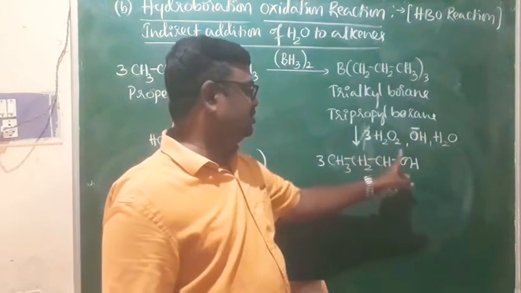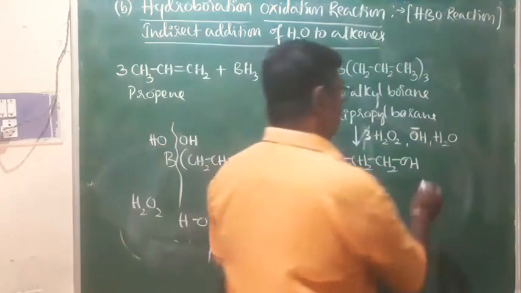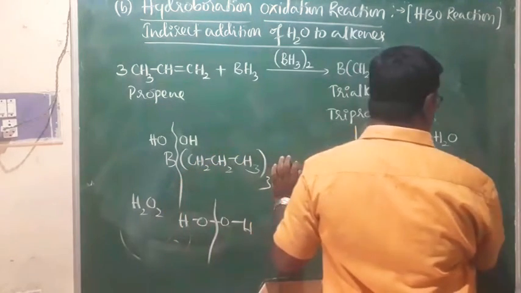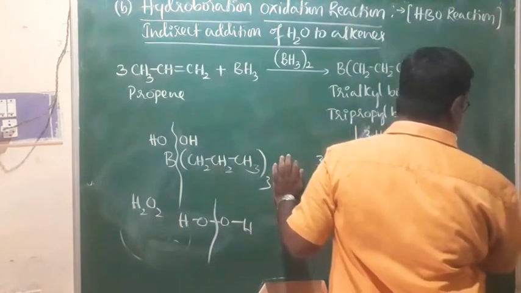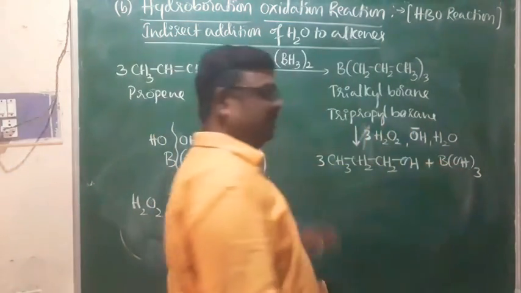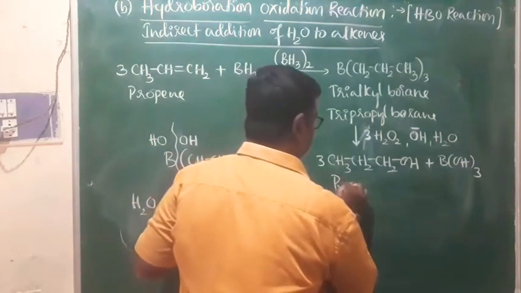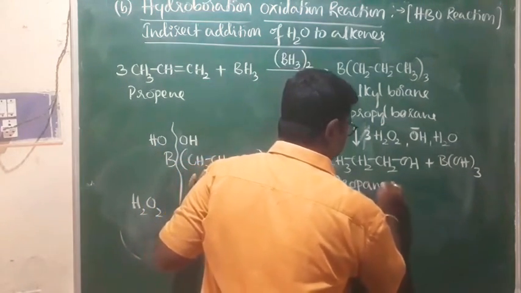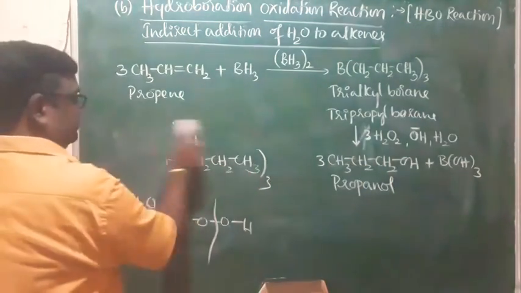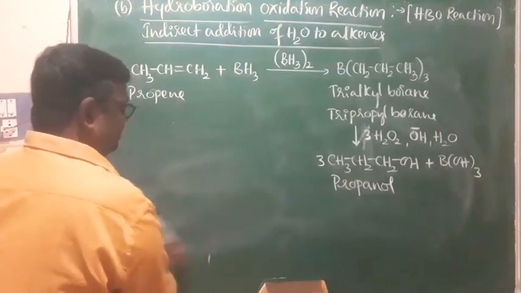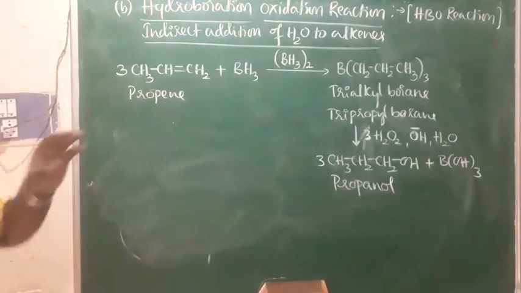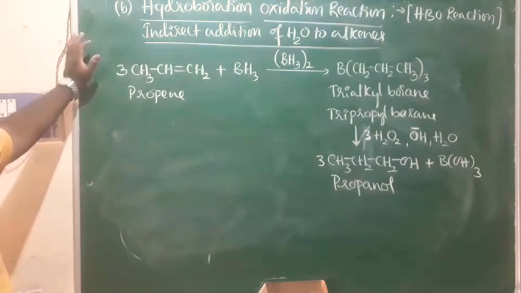CH3 CH2 CH2OH is propanol, and the remaining three OH groups will be connected to boron, B(OH) thrice. This is called boric acid, and of course this is propanol. What is the importance of this reaction? Look at the very important reaction, because addition of water across the double bond takes place indirectly.